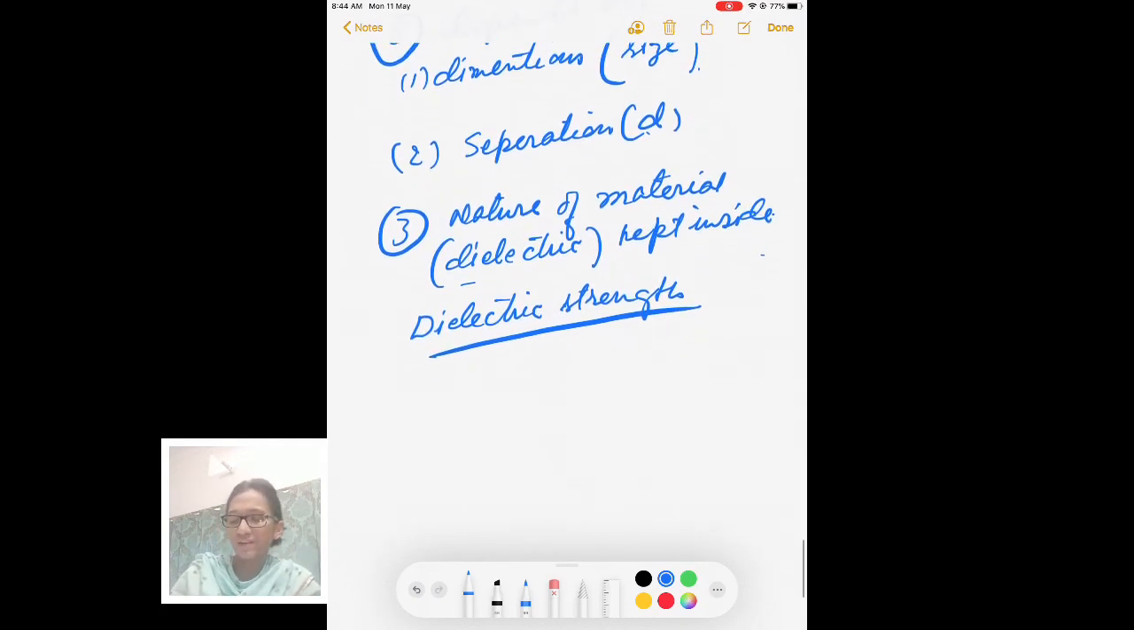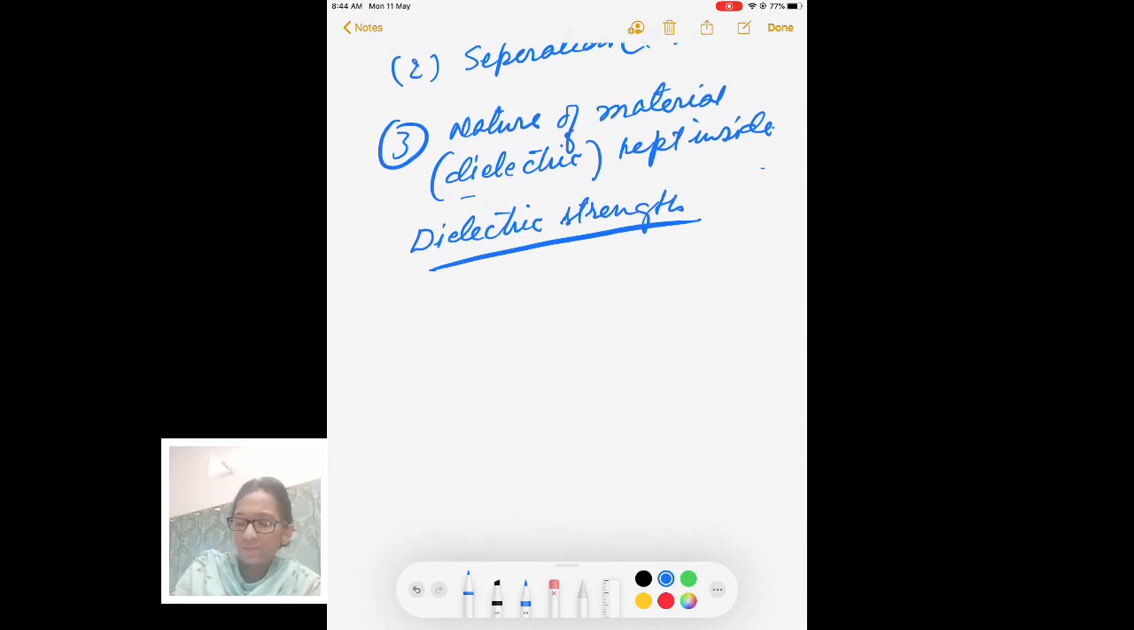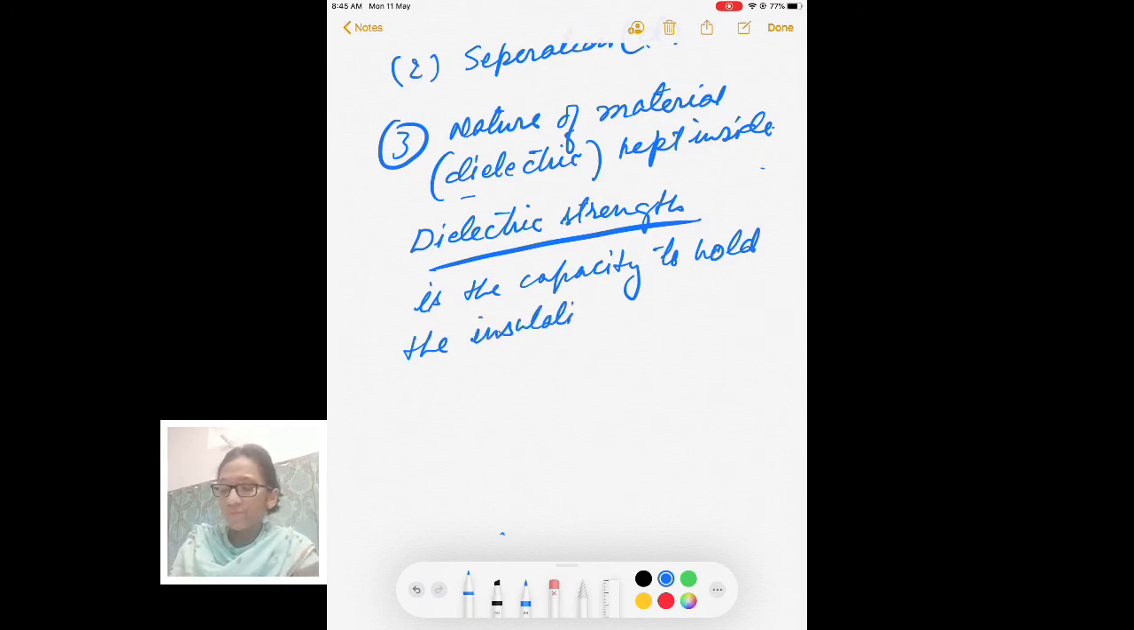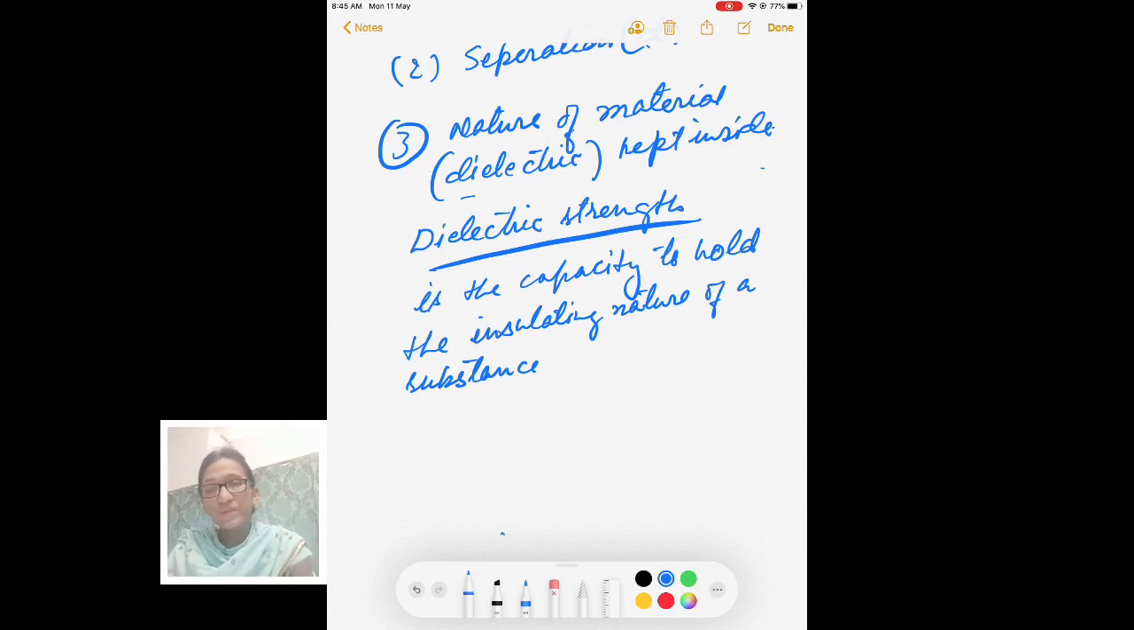So what is dielectric strength? Dielectric strength is the capacity to hold the insulating nature of a substance for a given electric field. So here I conclude.